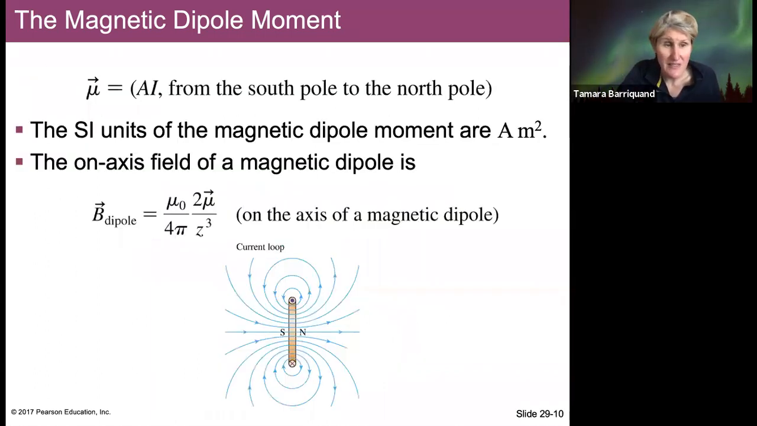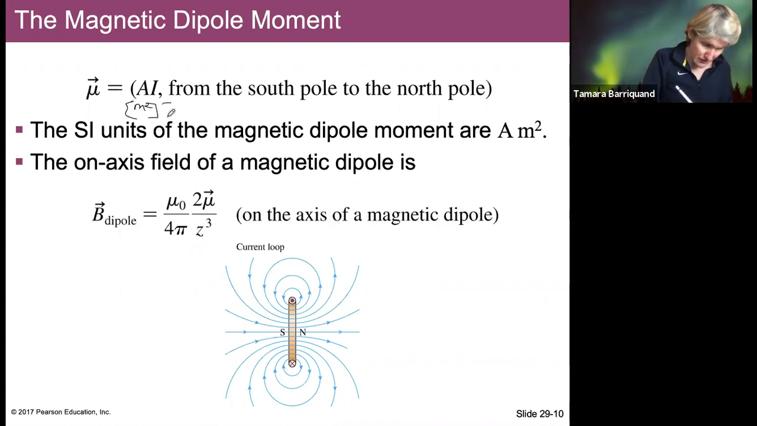So using the fact that the magnetic dipole moment is the area times the current, from the South Pole to the North Pole, the units for area we know are meters squared. The units for current we know are amps. And so the SI units for the magnetic dipole moment are meters squared times amps, or in this case, amps times meters squared.